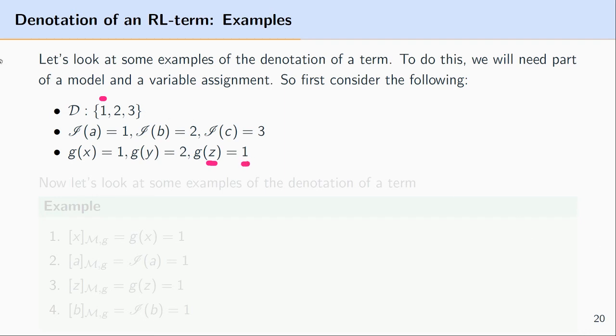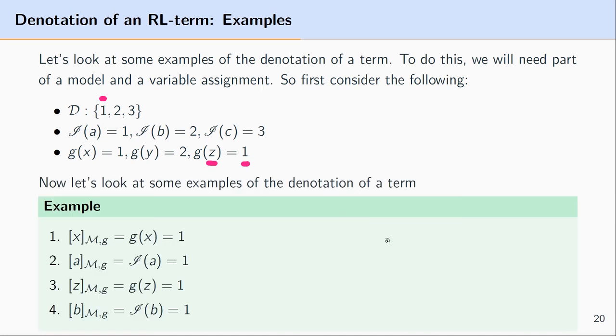Now that we have this model, which is the domain and interpretation function, and we have this variable assignment, we can look at some examples of a denotation of a term. So in the first example, we have the denotation of x. And remember, the denotation of x is simply the variable assignment of x. And in order to determine the variable assignment of x, we simply look at the variable assignment up here, and we see that g of x picks out the item 1.